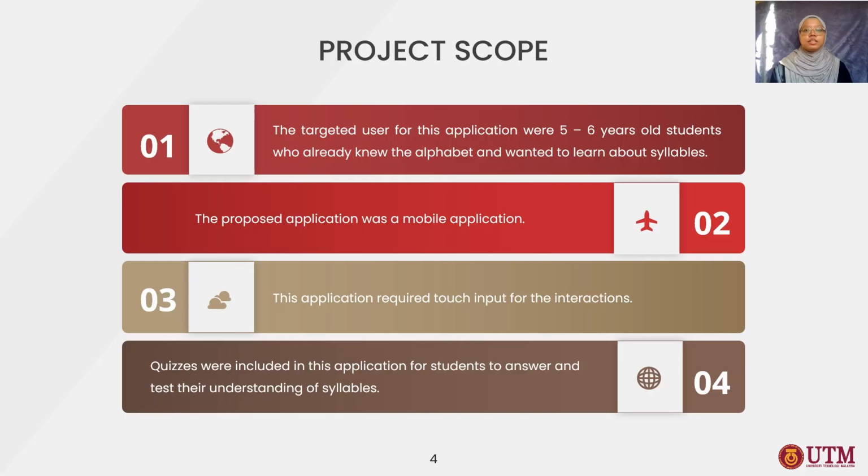6 years old. There are 4 project scopes that have been defined. The first one is the targeted user for the application were 5 to 6 years old students. Next, the proposed application was an Android mobile application. The third one is this application required touch input for the interaction. The last one, quizzes were included in this application for students to answer and test their understanding of syllable.